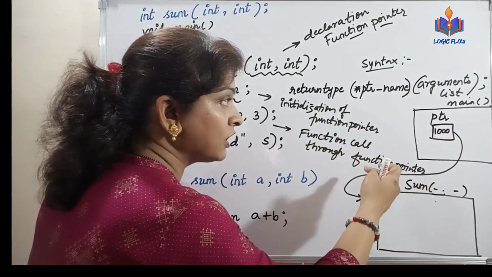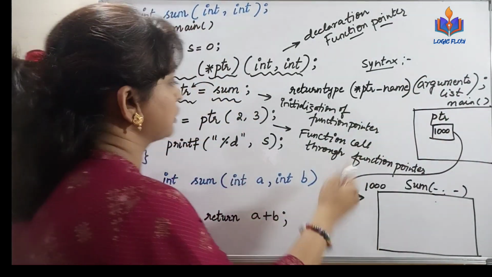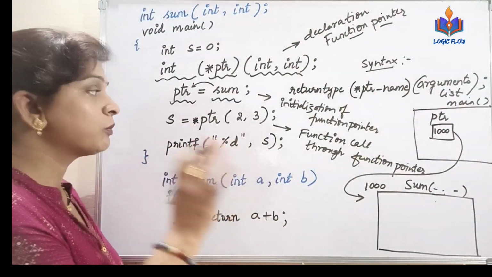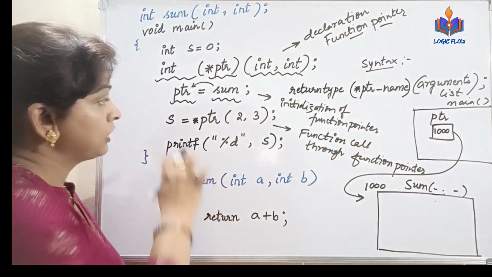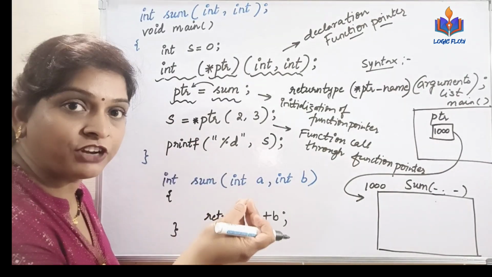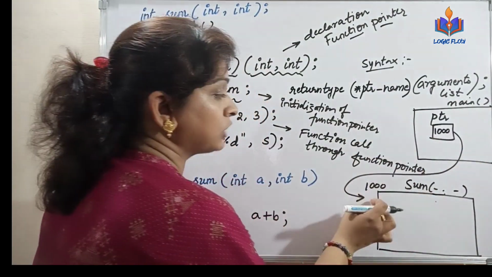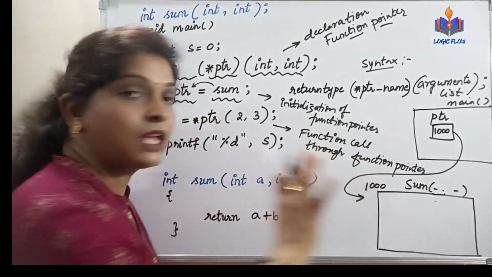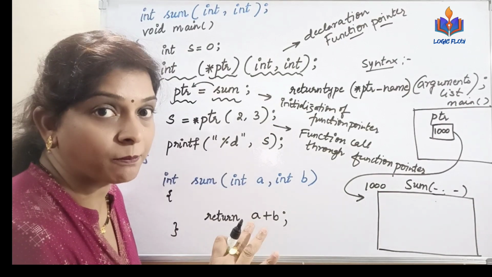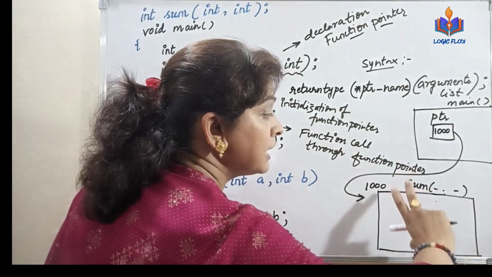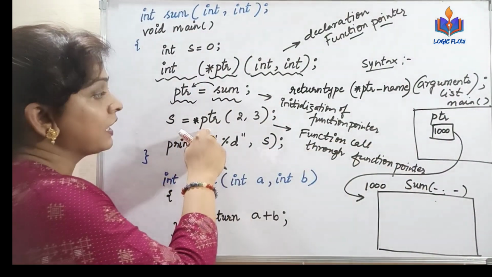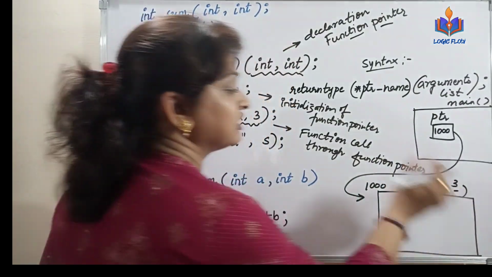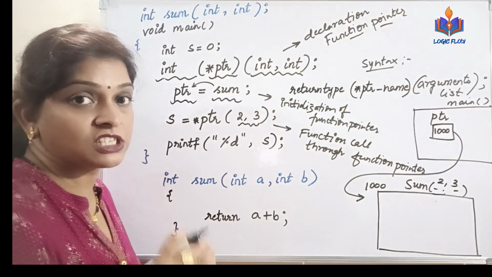Through the pointer, if I dereference this, you can also write asterisk ptr for better understanding, but it will work without the asterisk also. So asterisk ptr means we are dereferencing. ptr is pointing to 1000, and dereferencing that location means it is the location of the sub function sum. So it is pointing to the code of the sum function. Now I'll pass the values 2 and 3 to this sum function. This is how it is going to work.